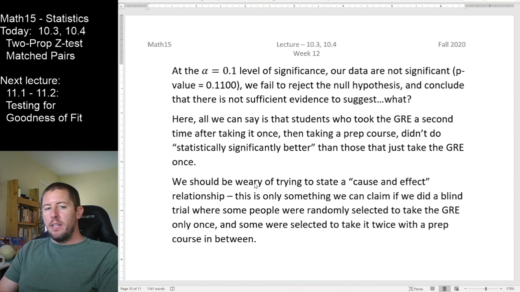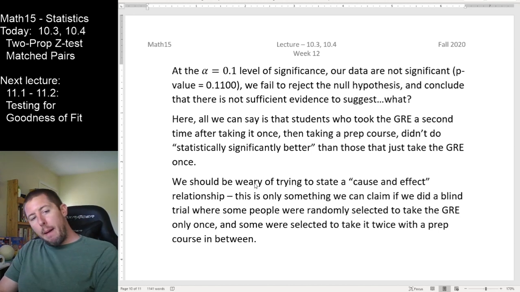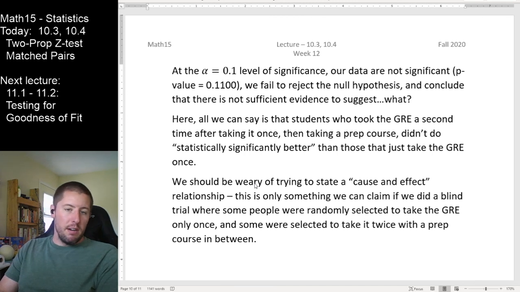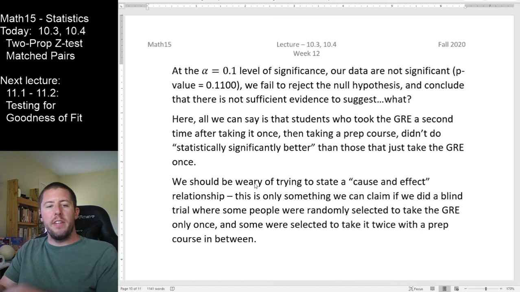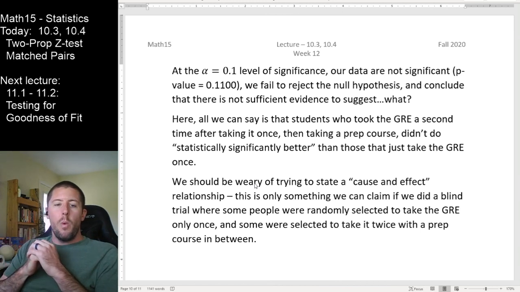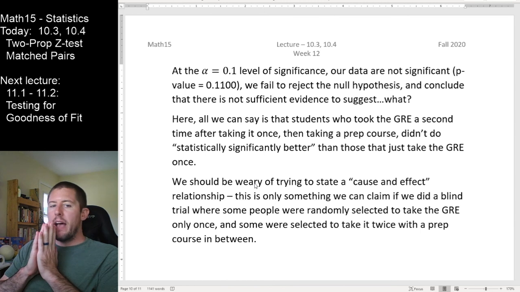So far, what we've done is we've asked, does the sample average match a proposed population average? Does a sample proportion match a proposed population proportion? Next week, we're going to ask, does a sample distribution of results match a proposed distribution of results? And so that's a different question. Instead of saying, where are our results centered, we're asking the question, how are our results shaped? And that's a different type of question than what we've been asking so far.